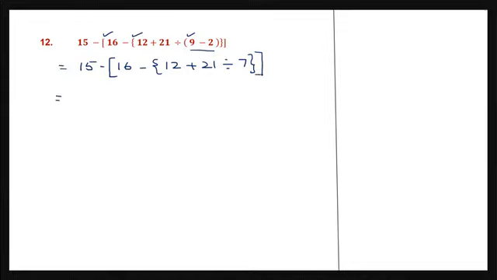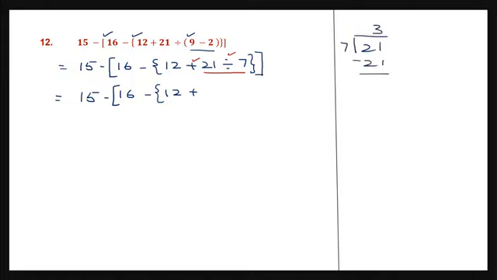Now what should we do? We should work out what is inside the curly bracket. We have a plus sign and a division sign. So division should be done first. So let's start. 15 minus square bracket 16 minus, now put back the curly bracket, 12 plus, now 21 divided by 7, we know 7 threes are 21. So our answer there is 3. So we have 3, put back the curly bracket and the square bracket.